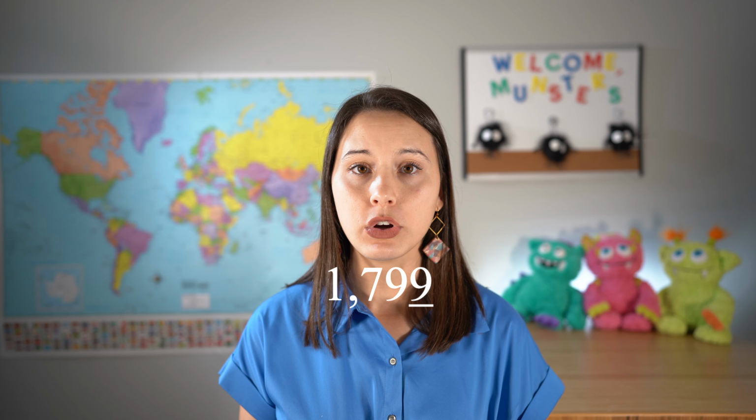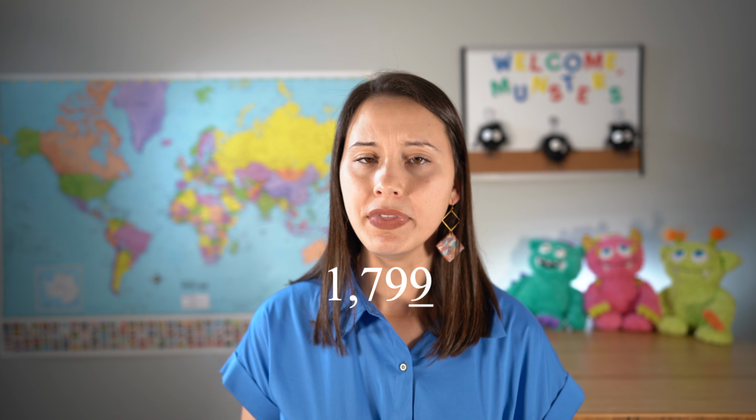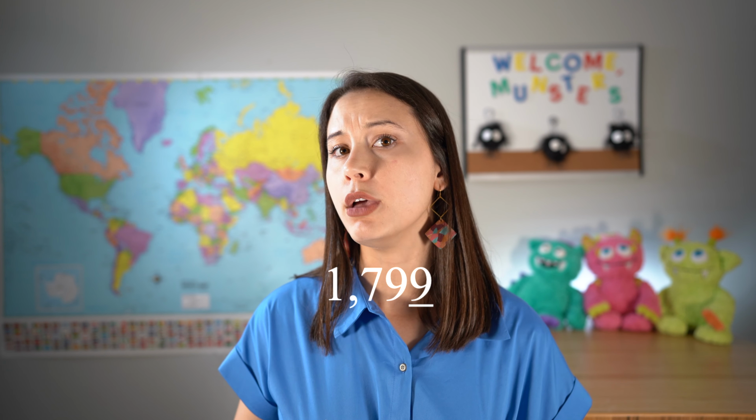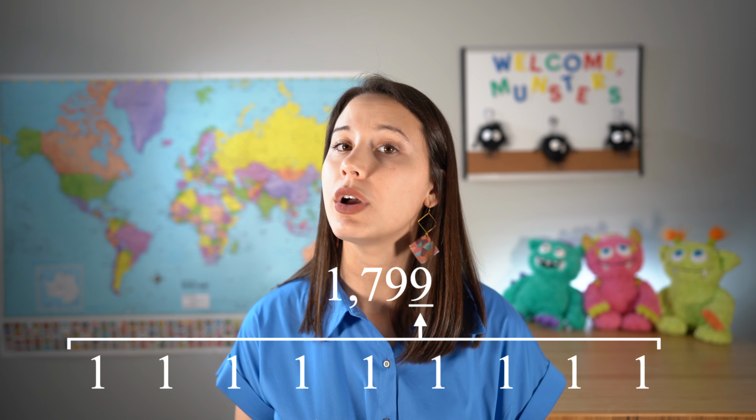Our next problem is 1,799. Wow, that's a lot bigger than our previous examples. But all we have to do is remember what we've learned. And we want to think, what's the value of that 9? Well, it's in the very furthermost right column. And so that's just telling me that I have 9 ones. I just have 9 ones.